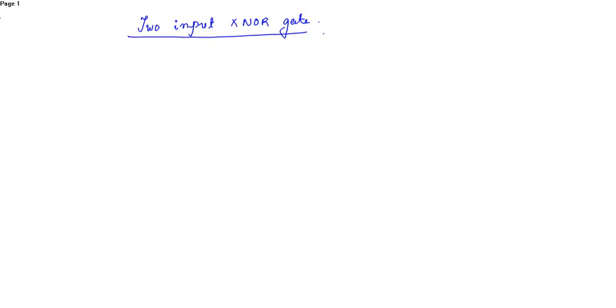Okay, so let's see the symbol of a 2-input XNOR gate. We'll see the symbol first, then we'll see the function, and then we'll see the truth table.